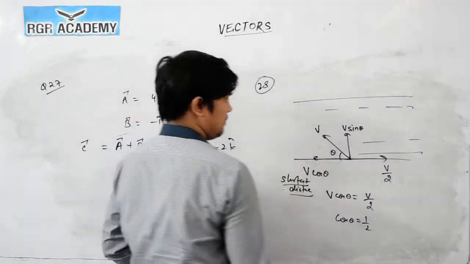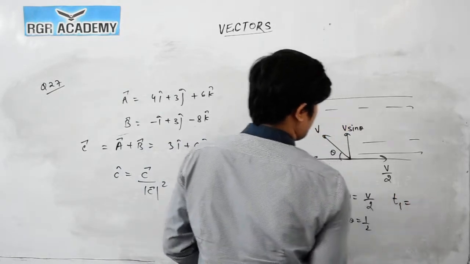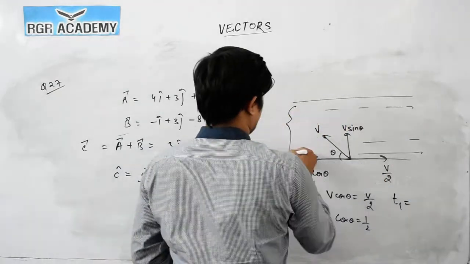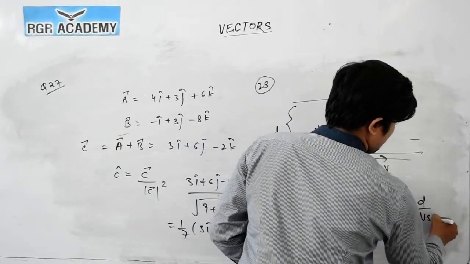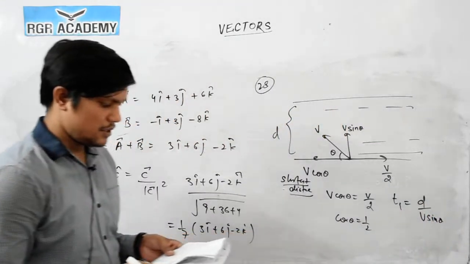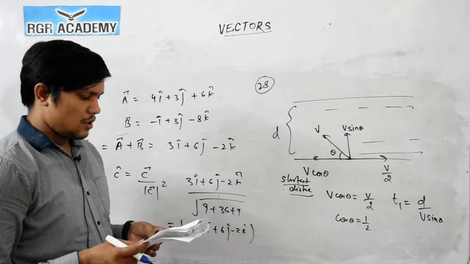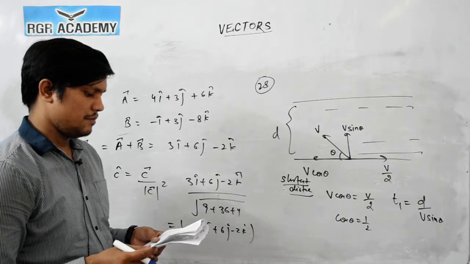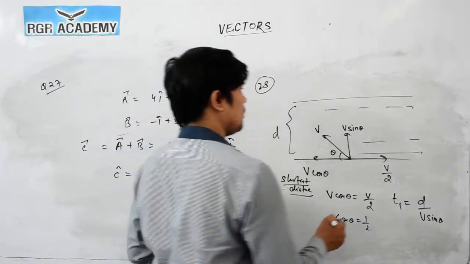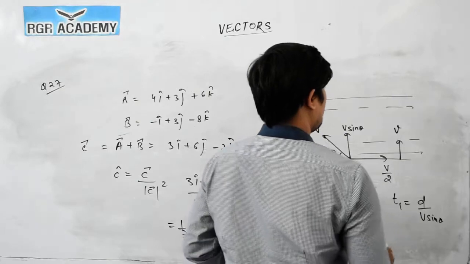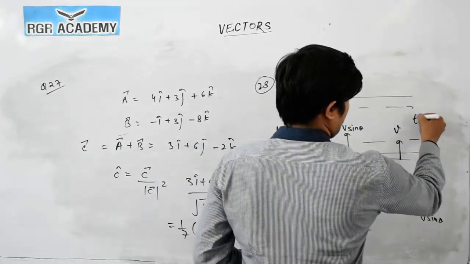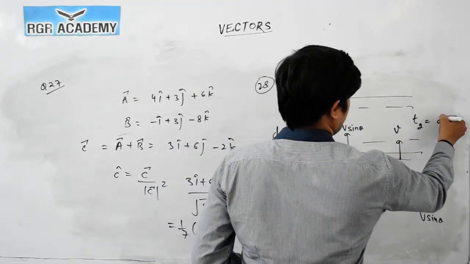So now what is the time taken here? T1 I can write as the width of the river, which we can consider as d, so T1 is d by v sin theta. Okay, now if the person wants to cross the river in shortest time, then he should swim perpendicular to the river. Okay, so the speed will be v. Then the time in this case, T2, will be d by v.